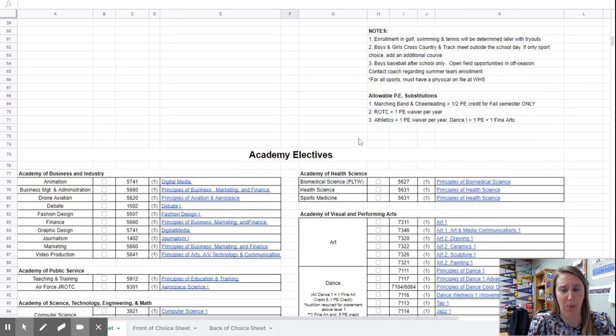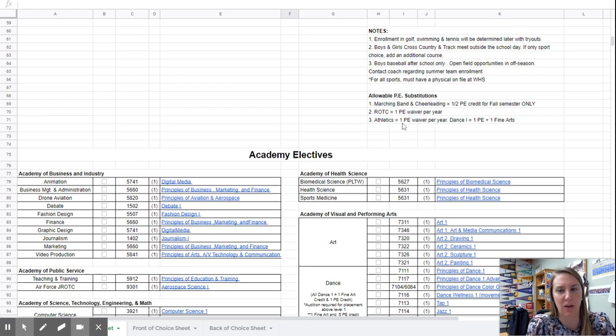Other things I want to point out. If you take marching band or cheerleading, you can earn your PE credit for fall semester. So if you're in band for 2 years, you'll get a half a PE credit each year, and that'll fill your PE requirement. Same thing for cheerleading. ROTC. 1 year of ROTC gives you your PE credit. And we're going to talk about what ROTC is.